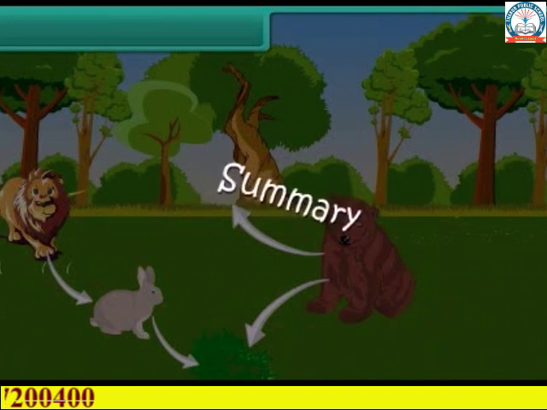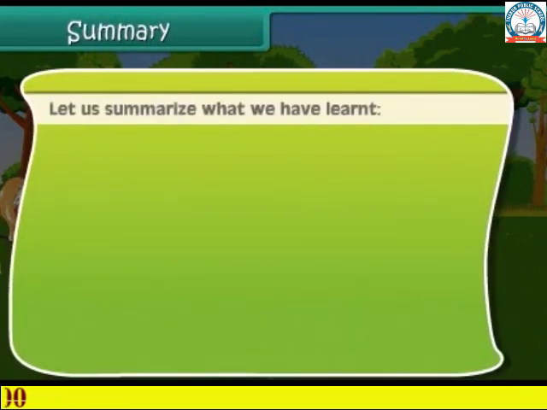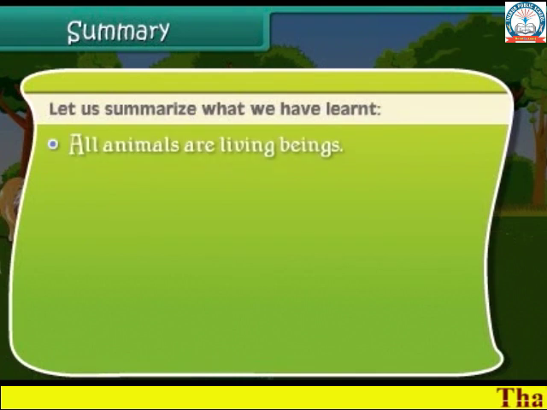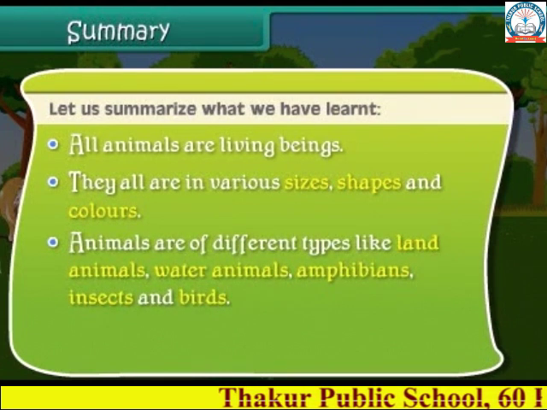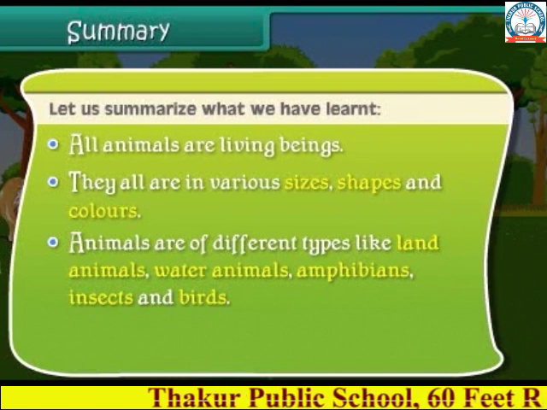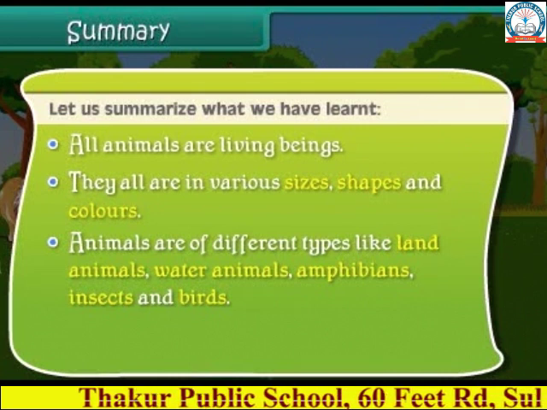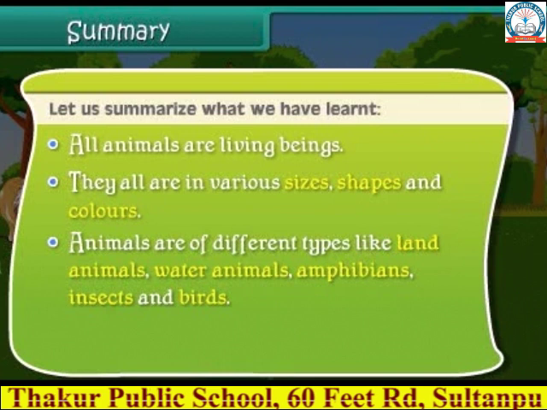Summary. Now friends, let us summarize what we have learned so far. All animals are living beings. They all are in various sizes, shapes, and colors. Animals are of different types like land animals, water animals, amphibians, insects, and birds.